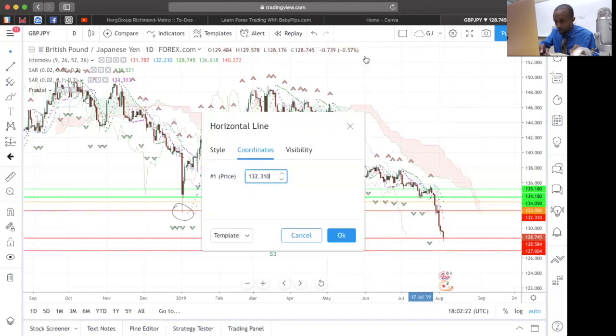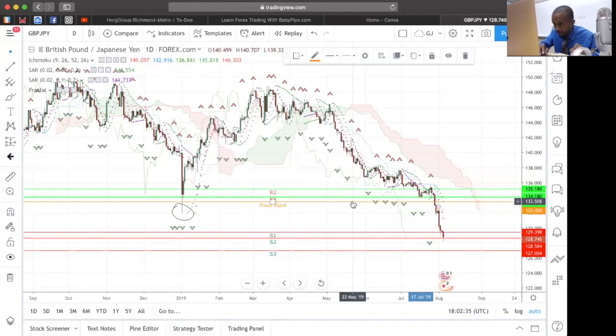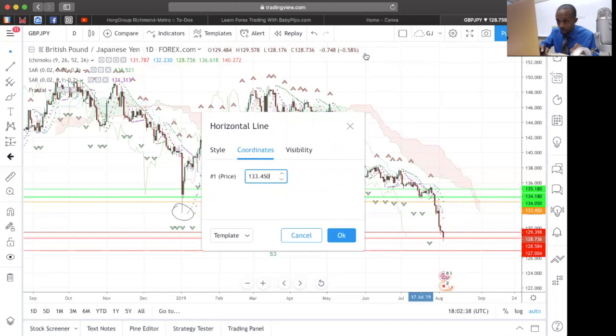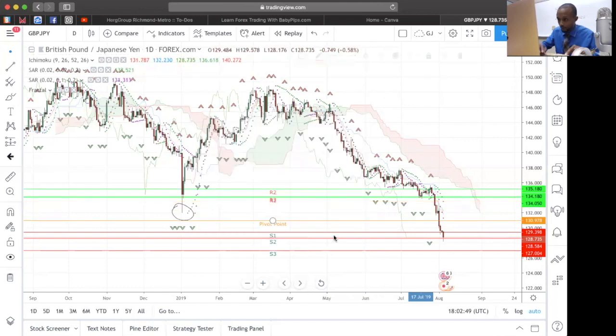S1 dropped from 132.31 to 129.398. Pivot point dropped from 133.45 to 130.978. And now we got the resistance areas. That's what I was saying earlier.